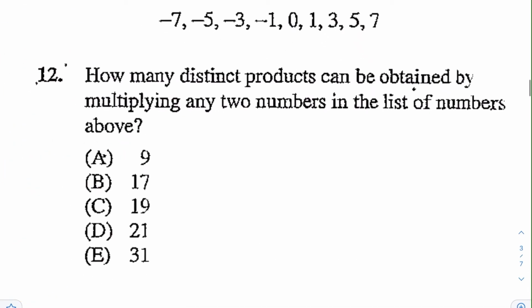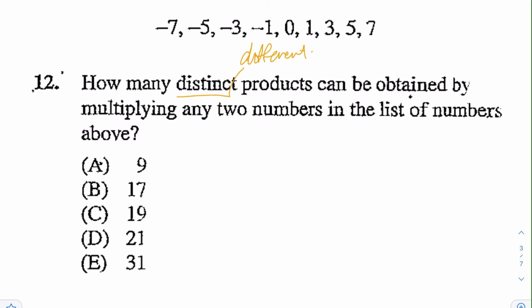All right, next for question number 12. How many distinct products can be obtained by multiplying any of the two numbers in the list of numbers above? So distinct means different. So what you want to do is multiply numbers and try to get different pairs. So for example, you can get 0. 0 times anything is 0. And then you just go to the next number.